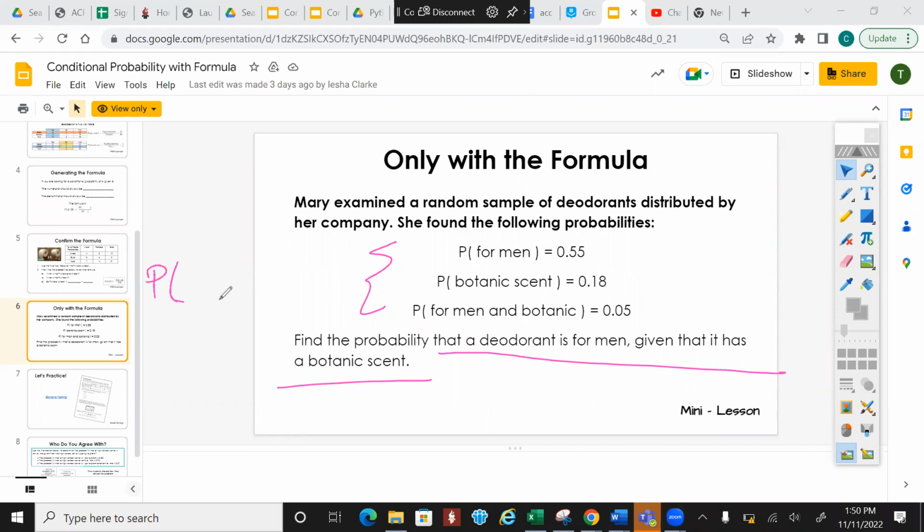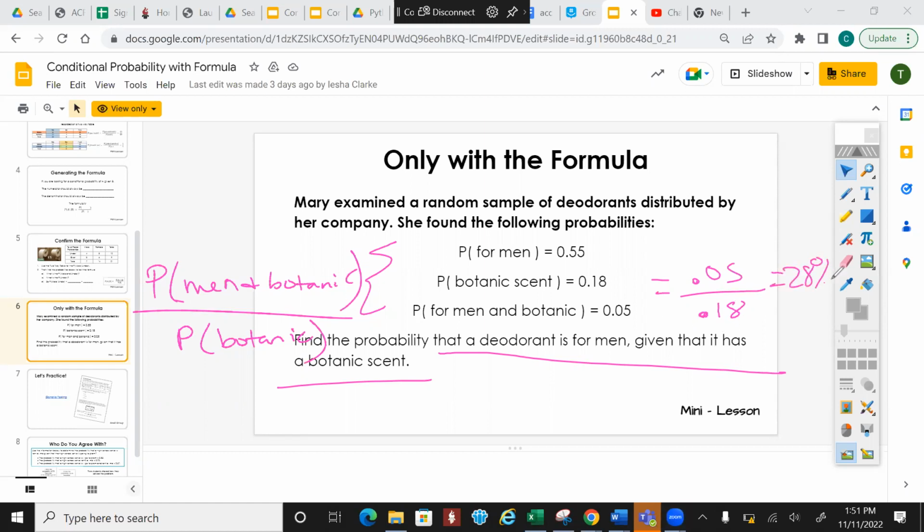So the way we're going to do this is we're going to say the probability of men and botanic over the probability of it being botanic. So I'm going to say 0.05 divided by 0.18. So 0.05 divided by 0.18 is going to give me about 28%. No, we didn't use this probability of men though. It's just kind of chilling there.